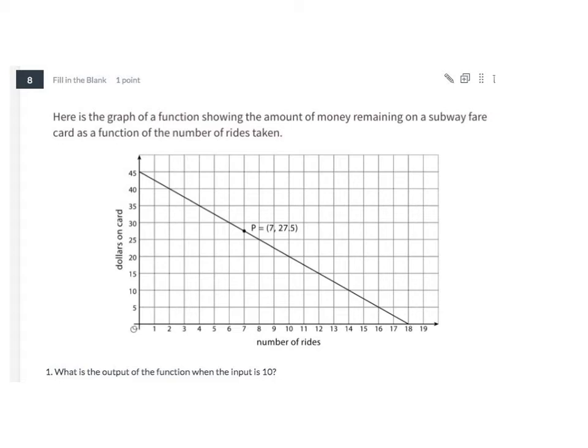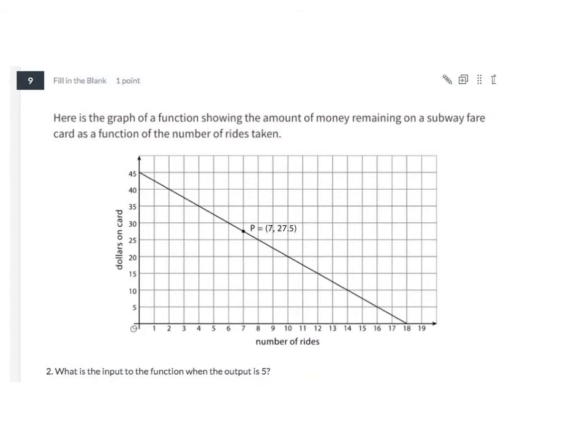All right, number 8. Here's a graph of a function showing the amount of money remaining on the subway fare card. That's just a card to go on the subway. The subway fare card is a function of the number of rides taken. So what is the output of the function when the input is 10? We're going to look at 10. This is our input, 10. What would be that output? That pretty much is this point here. Our output is going to be 20.